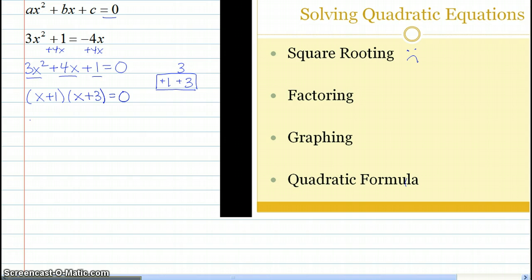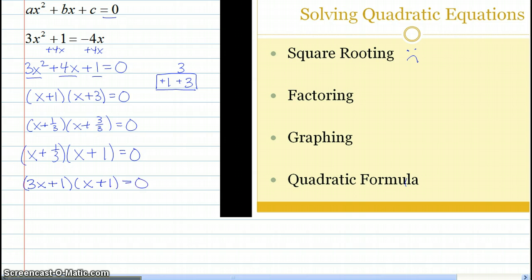It says then put each number over a, so that we get x plus 1 over 3, and x plus 3 over 3, it still equals 0, and then it says, if possible, simplify. So x plus 1/3 cannot be simplified, but x plus 3 over 3 can be x plus 1. And then it says, now do bottoms up. So you would bring your 3 to the front, so you have 3x plus 1, and then x plus 1 equals 0.